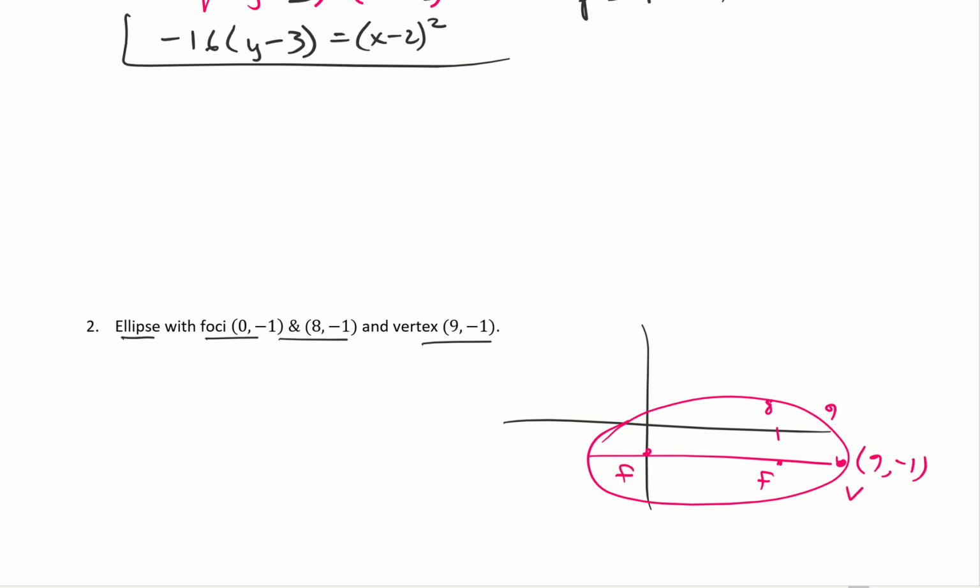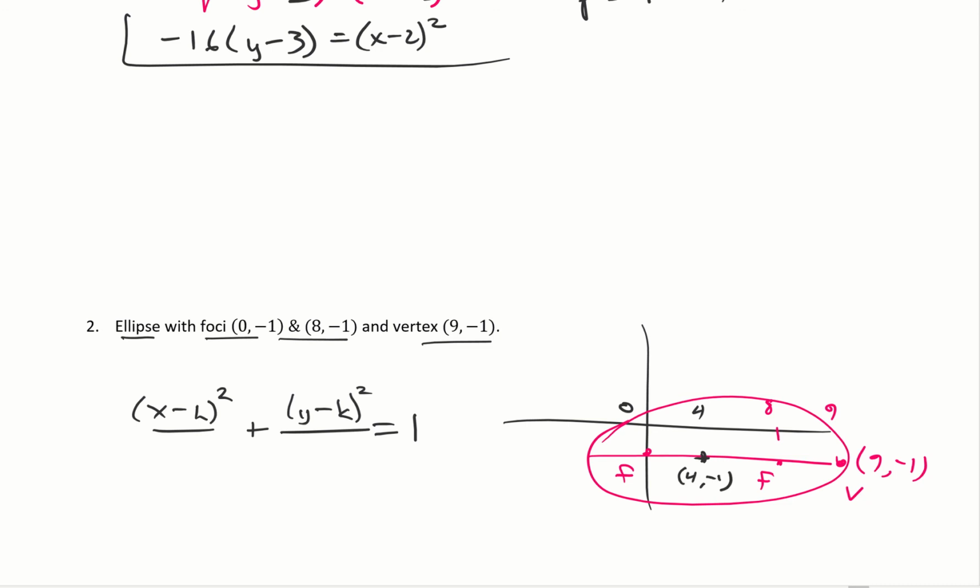If this (9, -1) is a vertex, this is a focus, this is a focus. Well, okay, great. Our equation looks like this. It's going to be (x - h)² over something squared plus (y - k)² over something squared is equal to 1. The h and the k is the center of your ellipse. And that's going to be right between the foci. Right between, if this is (0, -1) and this is (8, -1), I can guess that this is (4, -1). So now we've got some information.